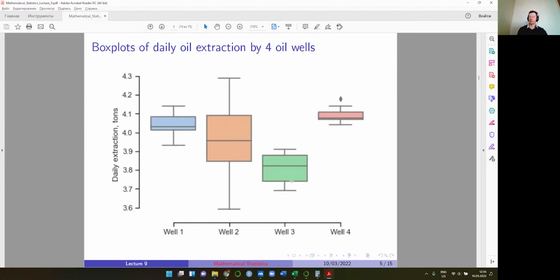So this difference between well 3 and well 1, or well 3 and well 4, is this difference purely random, and taking another sample of observations we will get something close to each other, or is this difference attributed to the different technology used in well 3, well 4, and well 1 and well 2? That's what we want to investigate.